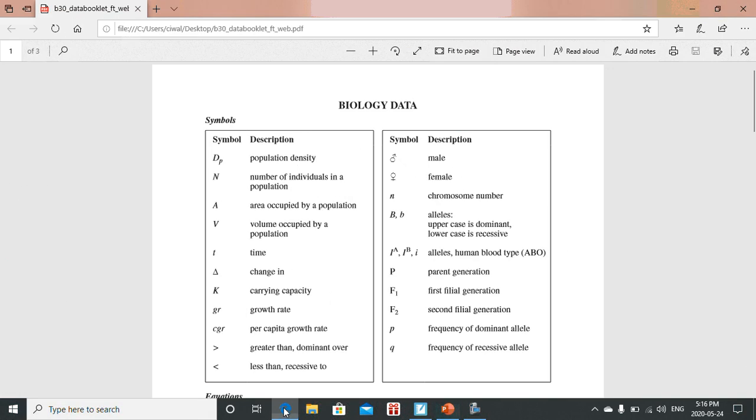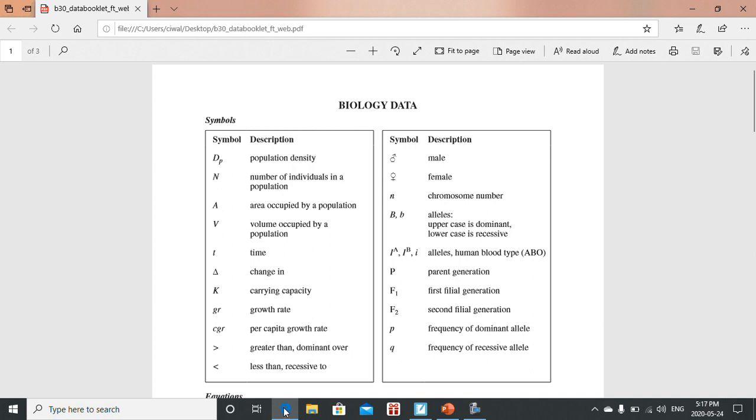On here, along the left-hand side, we have a whole bunch of different symbols. We'll be using this one here for population density. Capital N is the number of individuals within the population, and there may be more than one N: an N initial, an N final, or N1, N2. Capital A is for the area occupied by the population. If we're talking about water, it's usually volume rather than area, so capital V for the volume occupied. Lowercase t is for time, delta is for change in. What I just talked about, carrying capacity, has the symbol capital K.